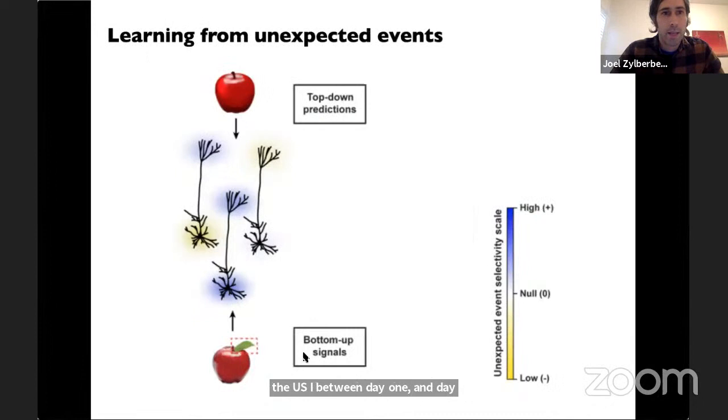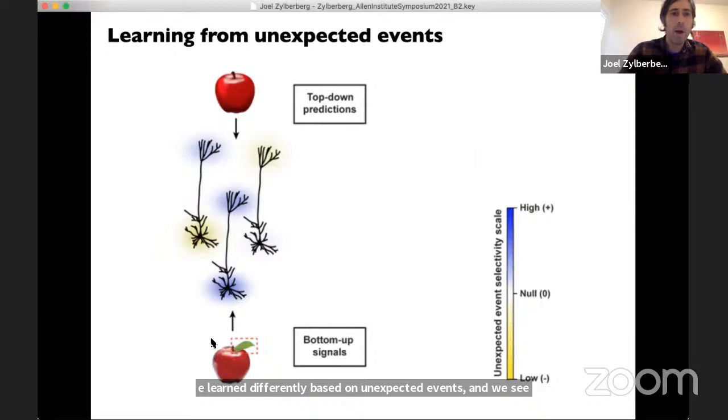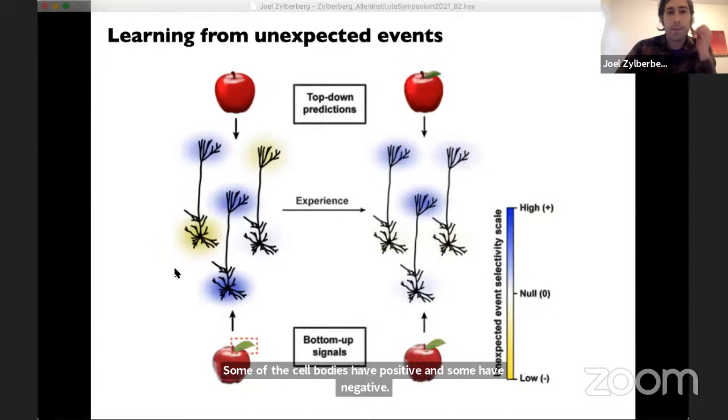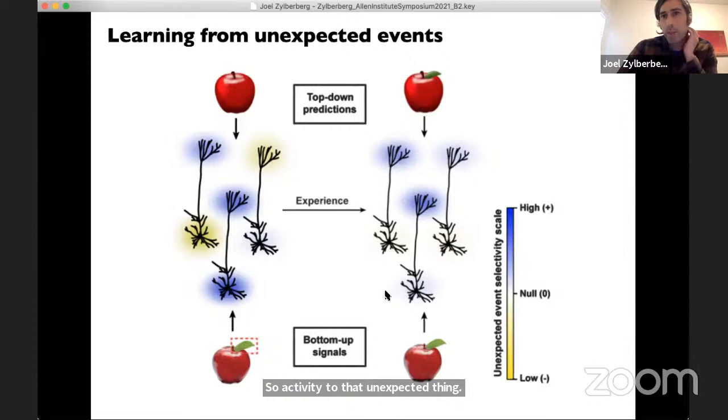And so we set out to test this hypothesis that the top-down and bottom-up signals in the brain are learned differently based on unexpected events. And we see the following. On day 1, in response to an unexpected thing, like the leaf in this image, some of the cell bodies have positive and some have negative selectivity to that unexpected thing. With increasing experience, the cell bodies basically stop responding differentially to the unexpected thing, indicating that it is no longer unexpected. Hence we've colored in the leaf in this picture, reflecting the fact that the internal model now captures that leaf. The top-down signals nonetheless are increasingly selective to that feature in the stimulus over time.